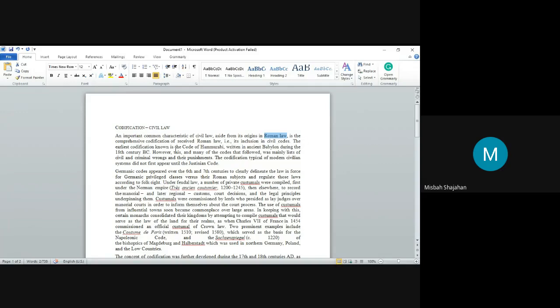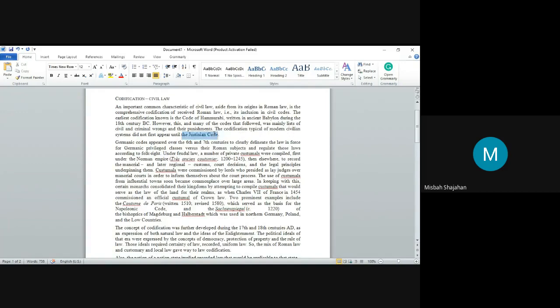The earliest known code is the Code of Hammurabi, which came from Babylon during the 18th century BC. Now, however, this and many of the codes that followed were lists of civil and criminal wrongs and their punishment. The codification typical of modern civil systems did not first appear until the Justinian Code.